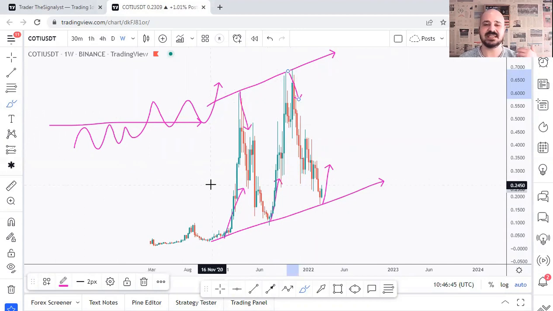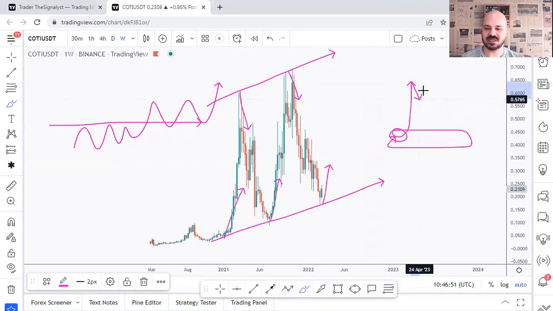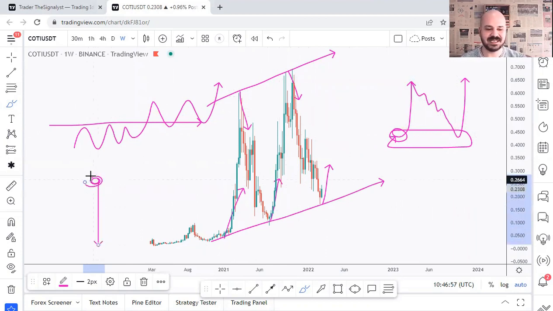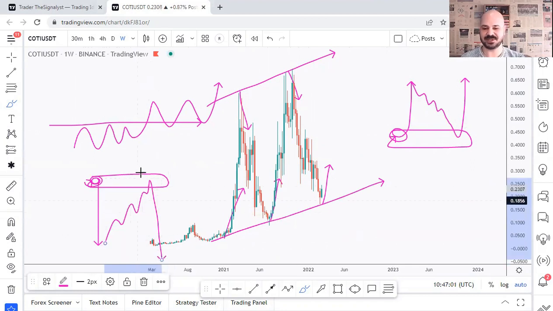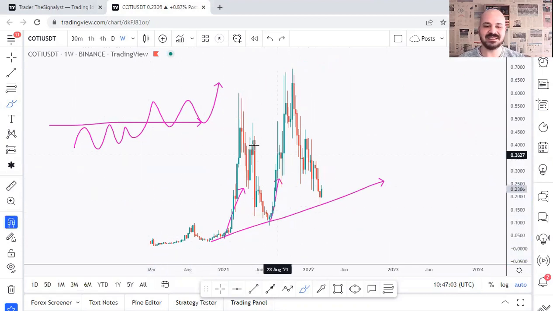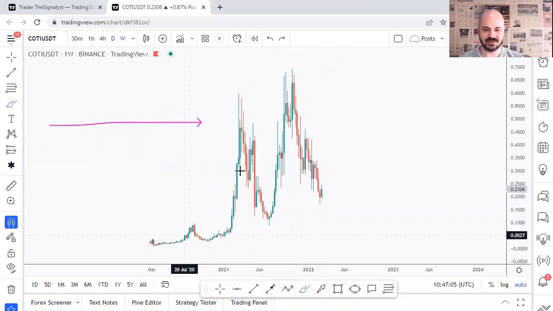The third one is a supply and demand zone. So when we have an aggressive movement upward, we do have a demand zone, and as price approaches it again, we'll be looking for buy setups. Vice versa, when we have an aggressive movement downward, we have a supply zone, and as price approaches it again, we'll be looking for sell setups. So let's apply these three rejections on this particular one, COTI.